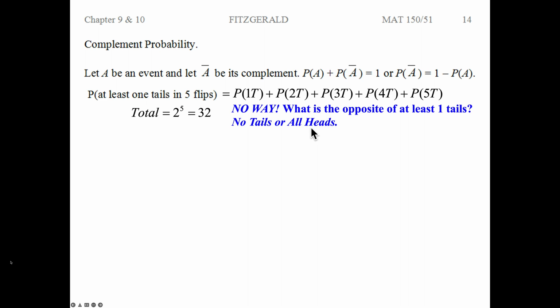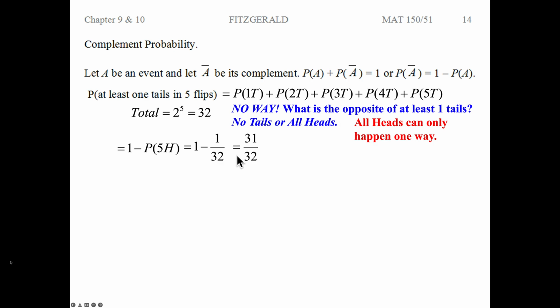So if you think about it, wait a second, go back to that original tree diagram with 3 flips. At the very top, there's only one way to get all heads. So that's going to be 1 out of 32. So 1 minus the probability of 5 heads is 1 minus 1 over 32, which equals 31 over 32. So the sum of these 5 probabilities up here equals 31 over 32.